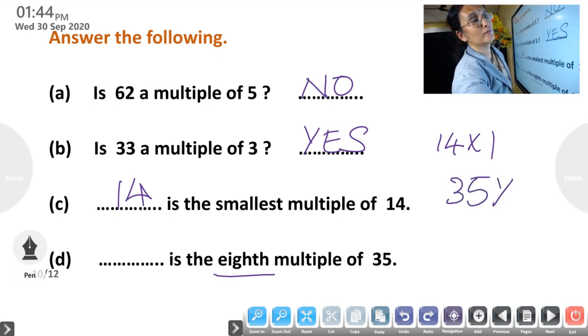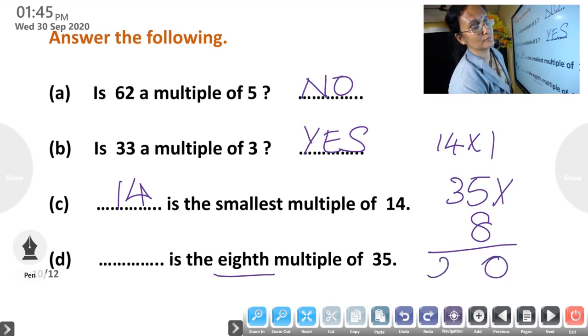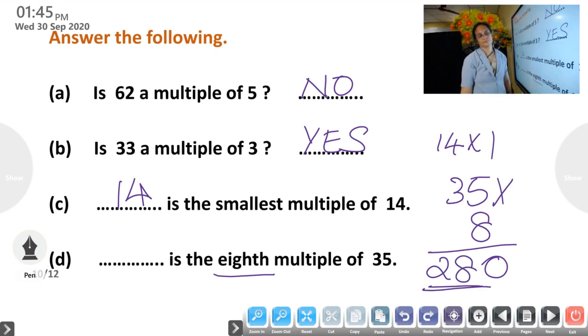Okay, 35 into 8. So what is the answer? 280. So 35 into 8 gives 280. Okay, so 280 is the 8th multiple of 35.